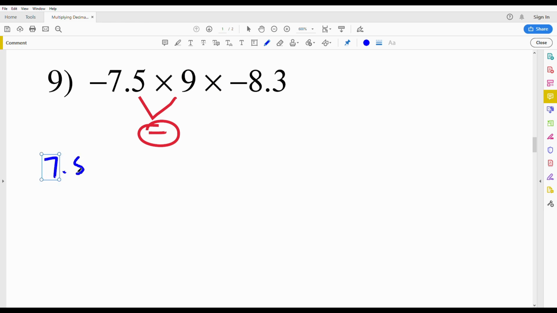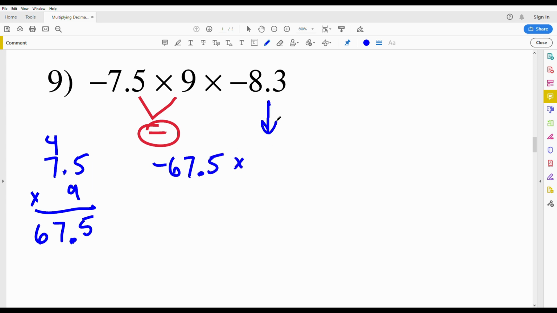So 7.5 times 9, 5 times 9 is 45, write the 5, carry the 4, 7 times 9 is 63, plus 4 would be 67. And I only had one decimal place, so I'll move my decimal place over once. 67 and 5/10. And remember, that's going to be negative. So I have negative 67 and 5/10 multiplied by negative 8.3. A negative times negative, my result's going to be positive. So let me make a note that my result's going to be positive, and we'll multiply those two numbers together.